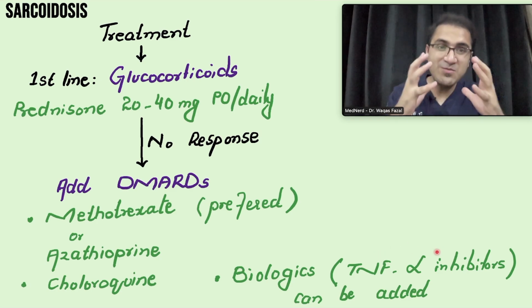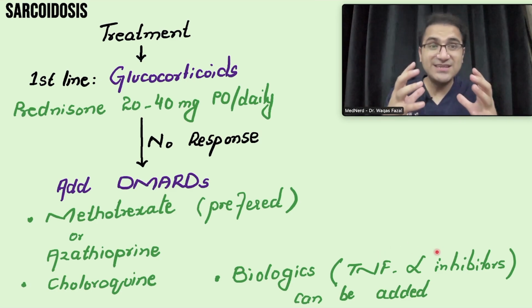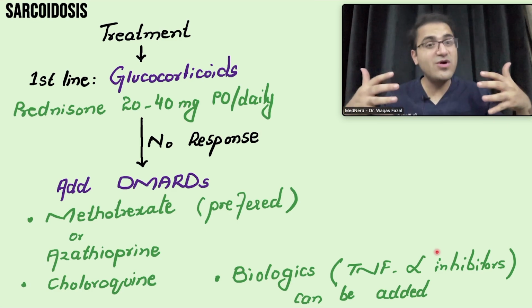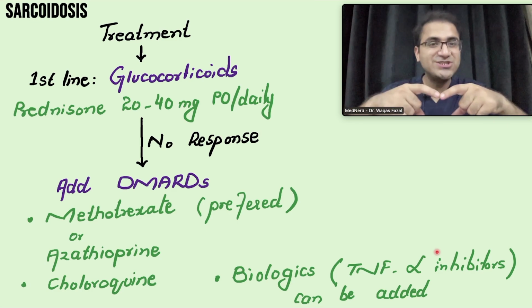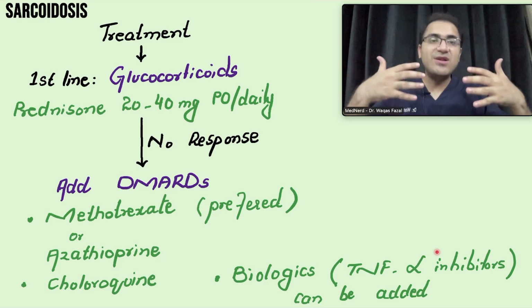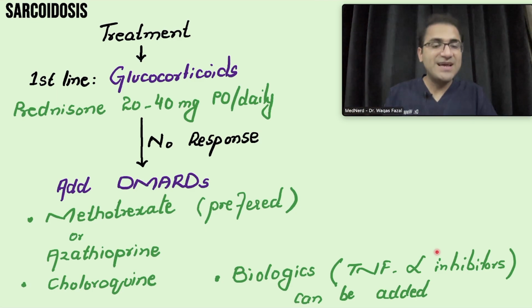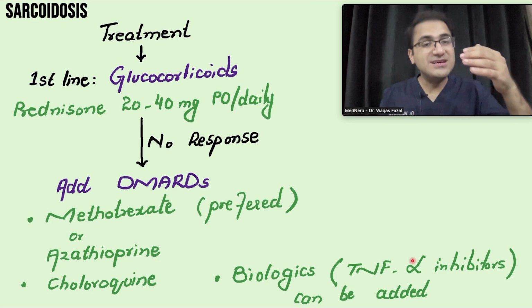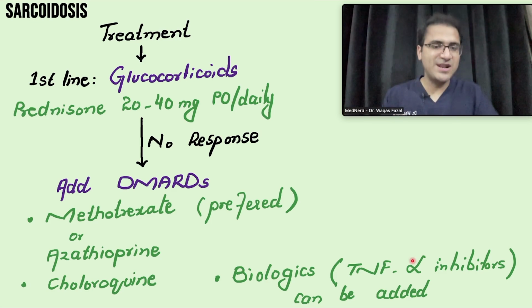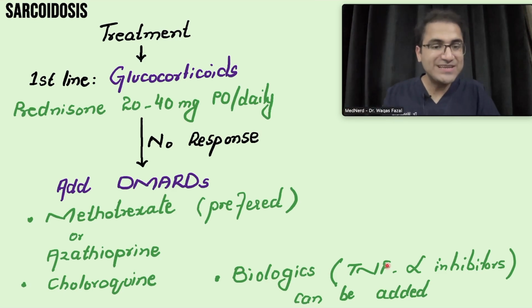TNF alpha has a very important role in the inflammation. As I say, it's the general of the army of immune cells, and when you catch the general, the army cannot act properly. The immune system cannot act properly. If TNF alpha is blocked, the immune system cannot form these granulomas. So TNF alpha inhibitors can also be added to these patients.